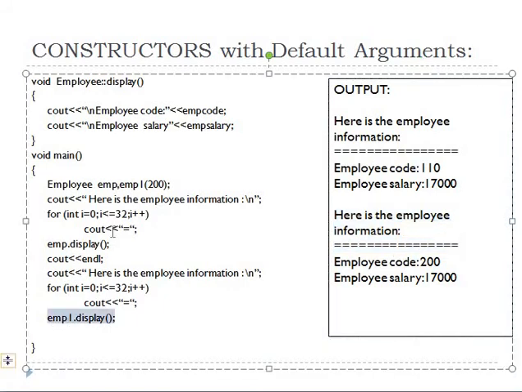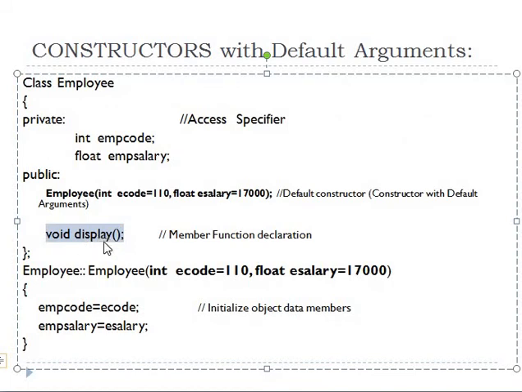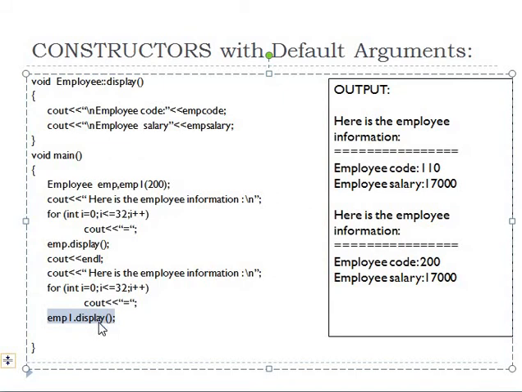Then at the end, using the second object emp1, it tries to access the member function display. Since it is already declared as public, the permission to access it has been granted to this object emp1. As a result, the member function has been accessed, and then the control shifts from this calling function into this called function, and then it executes the body of this called function.